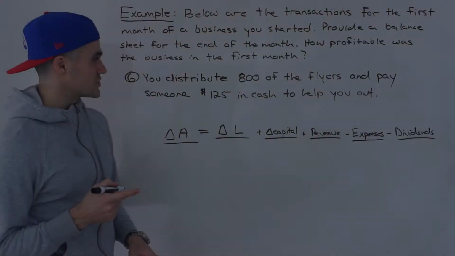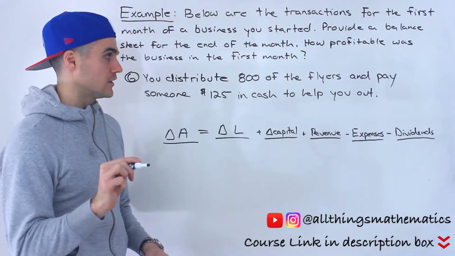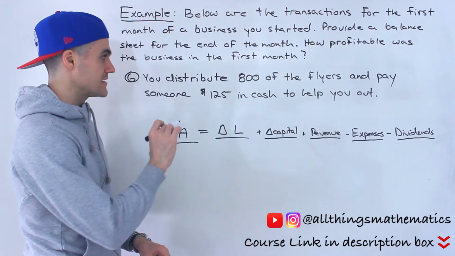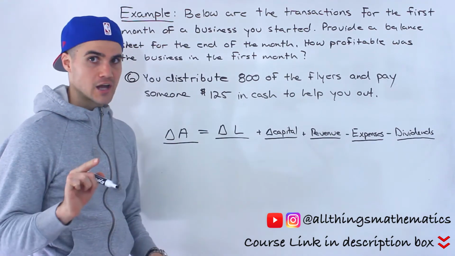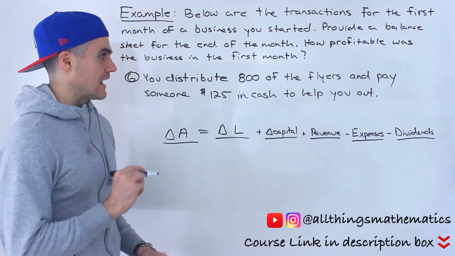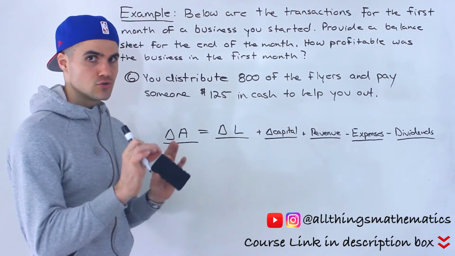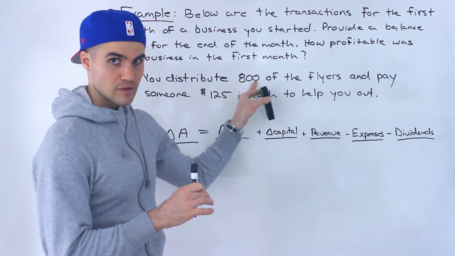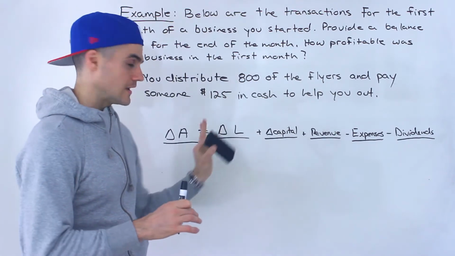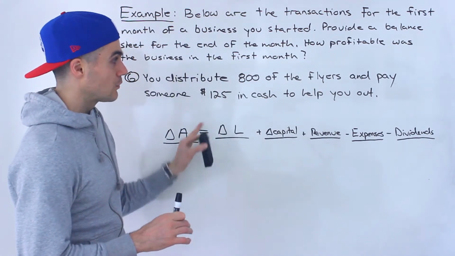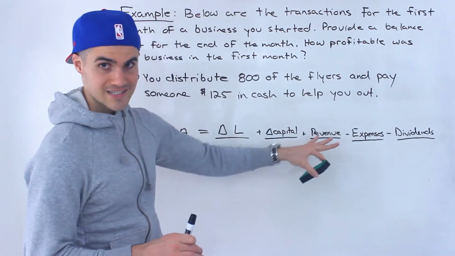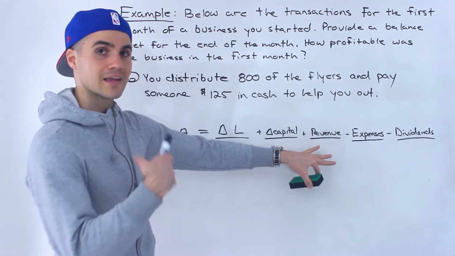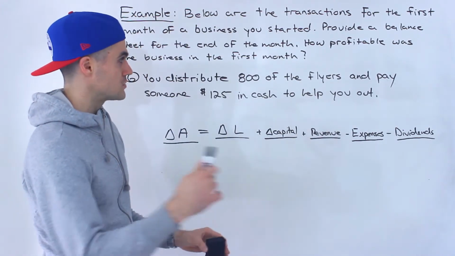Now moving on to number 6, you distribute 800 of the flyers and pay someone $125 in cash to help you out. Now this is actually going to be 2 transactions, because notice that we're using up the flyers that we bought. Remember, we classified those as an asset. So now we're using those up. We're going to have to expense it because they're being consumed now when they get distributed.